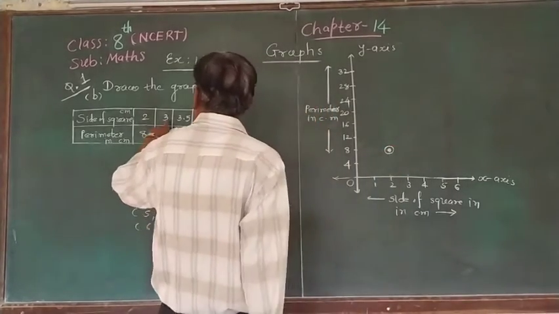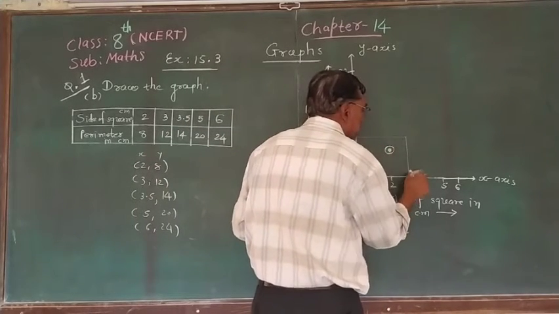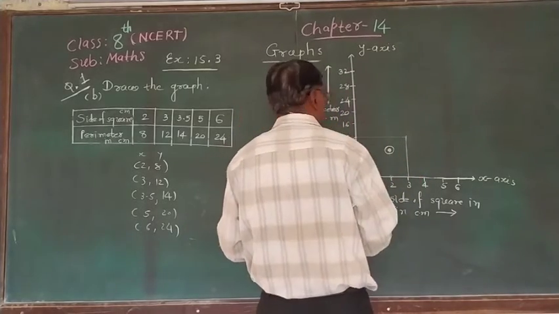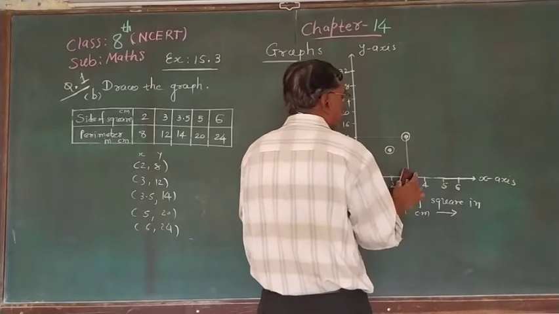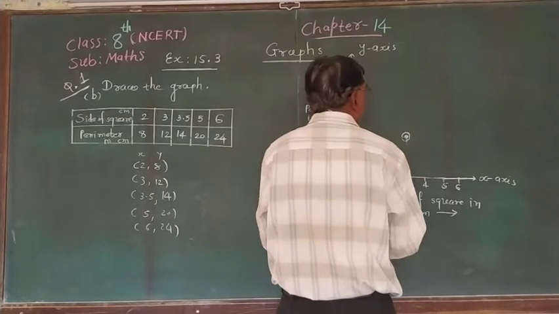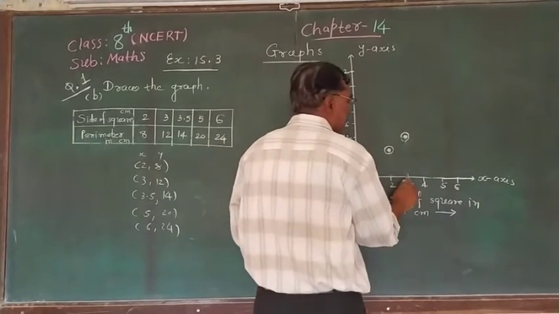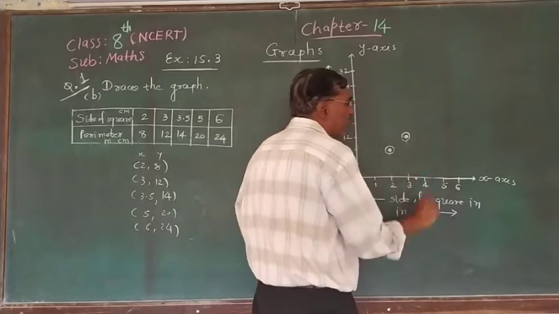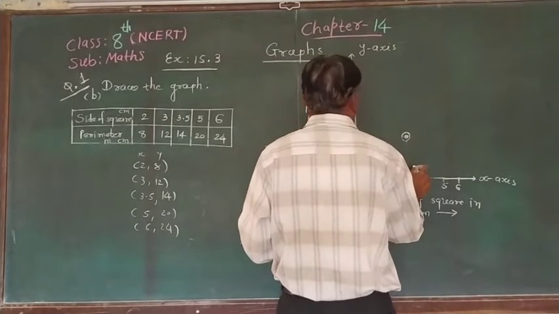Okay, now 3 and 12. So this is 12 and this is 3. On the x-axis we take 3 and on the y-axis we take 12. Obtain this point. Then rub this line. Okay, in this way. 3.5 and 14. This is 3 and this is 4. Between 3 and 4, we can consider 3.5. So 3.5 and 14.